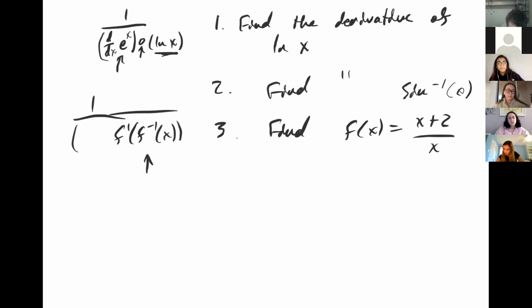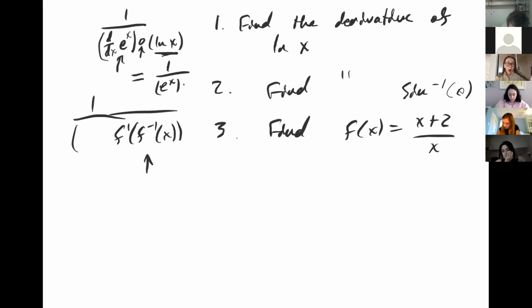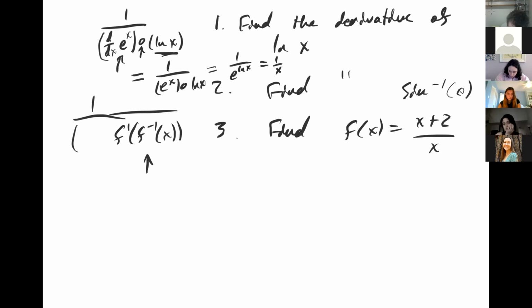So, okay, this gives you 1 over e to the x, because that's what the derivative is, composed with ln x, and that just gives you 1 over e to the ln x, and that gives you 1 over x. I apologize for the board management. So, okay, does everyone agree with that? Is everyone happy with this? Great, thank you. So now let's do the second one.